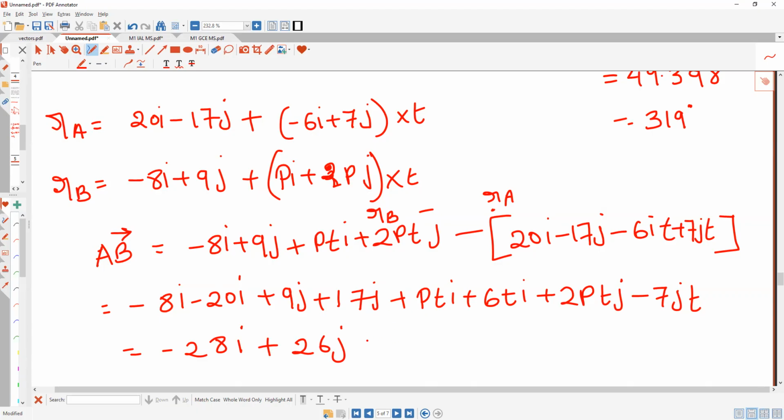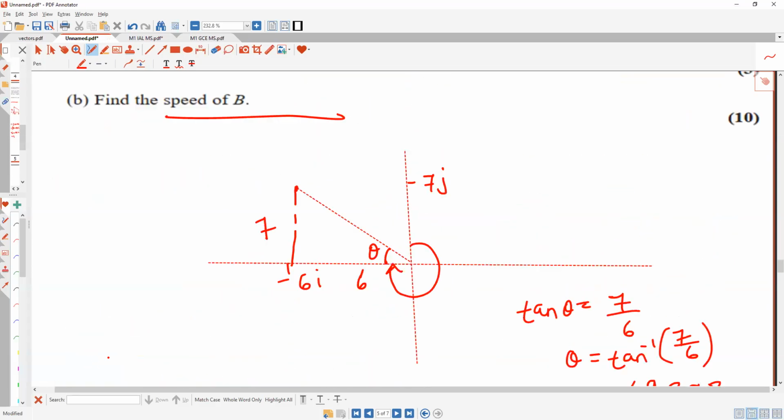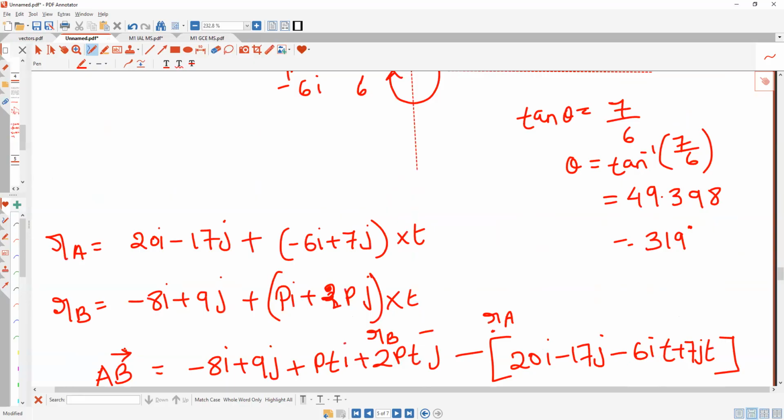Okay, then I common. Let me make the I common, PT plus 60 I, then for J common, 2PT minus 70 J. This is your AB. Then they said AB is again, what did they say? Southwest. Again, same southwest.